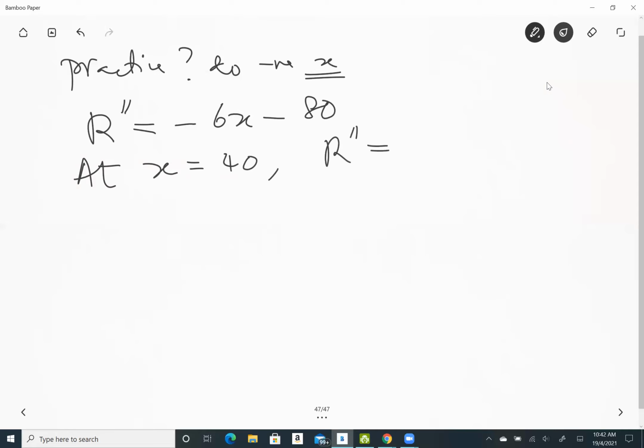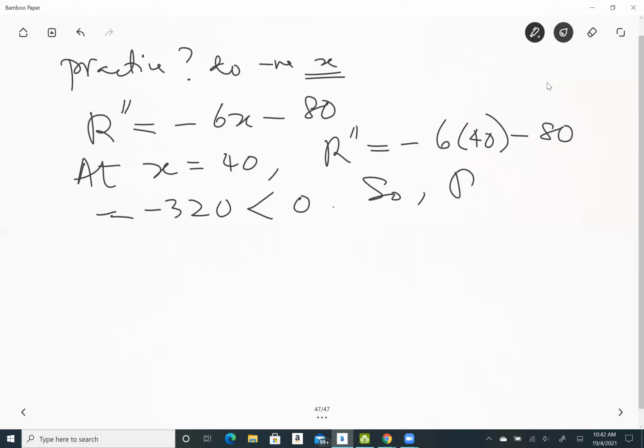Now the r double prime is not as simple as in earlier examples. It was a constant. For this example, it is not a constant. It is a variable, it's a function. So what you do is substitute. It is equal to negative 6 times 40 minus 80. You multiply that out, and we get negative 320. So negative 320 is less than 0, it's negative.